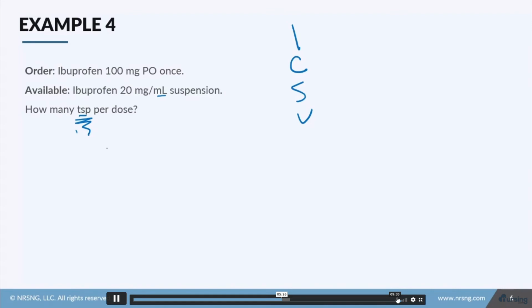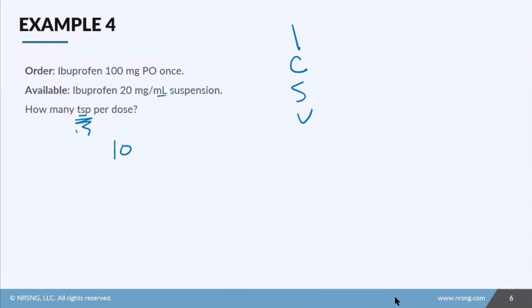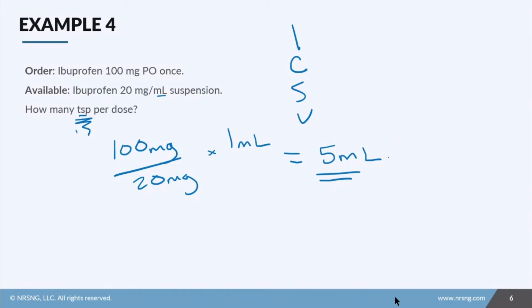So what I want, 100 milligrams, over what I have, 20 milligrams, times what it's in, 1 milliliter. 100 divided by 20 gets me 5. That leaves me with 5 milliliters. Then you have to convert this to teaspoons. How many teaspoons is 5 milliliters?